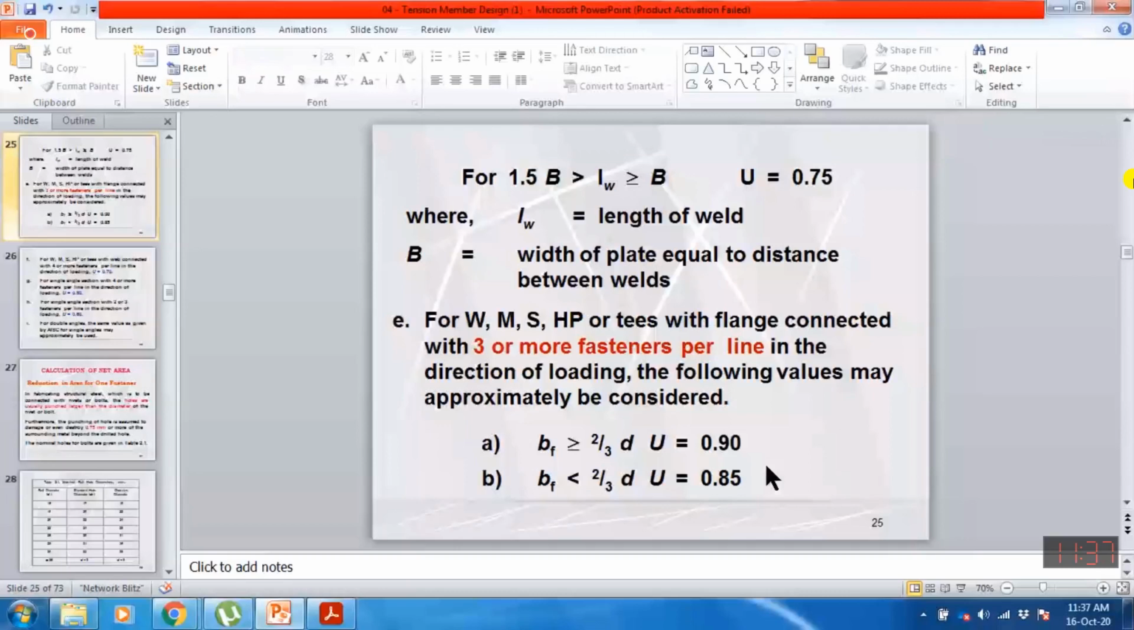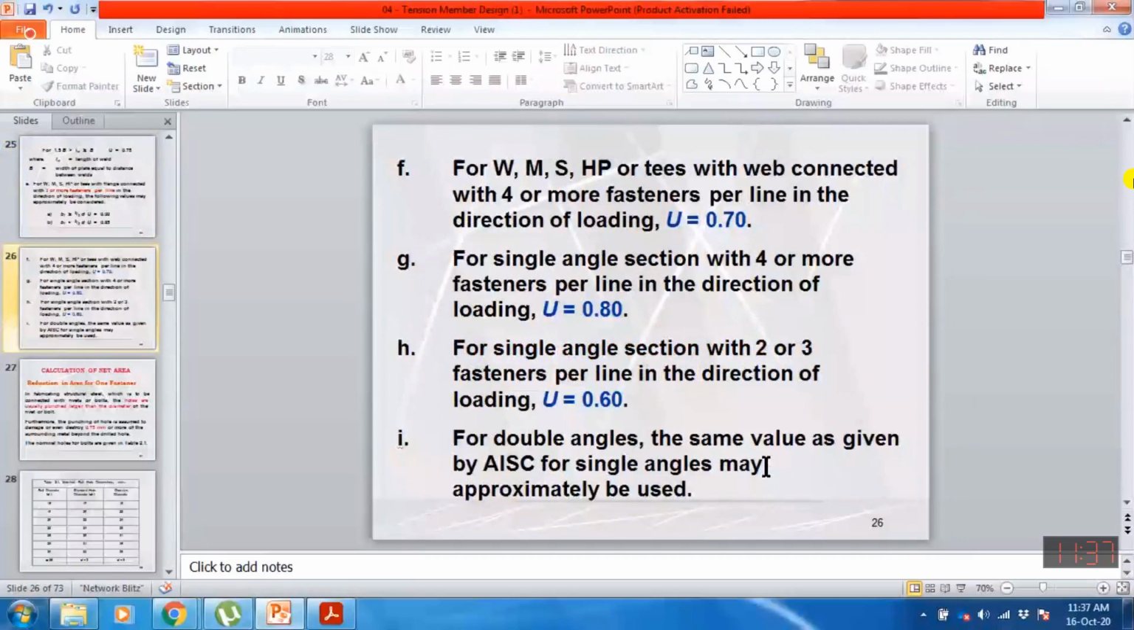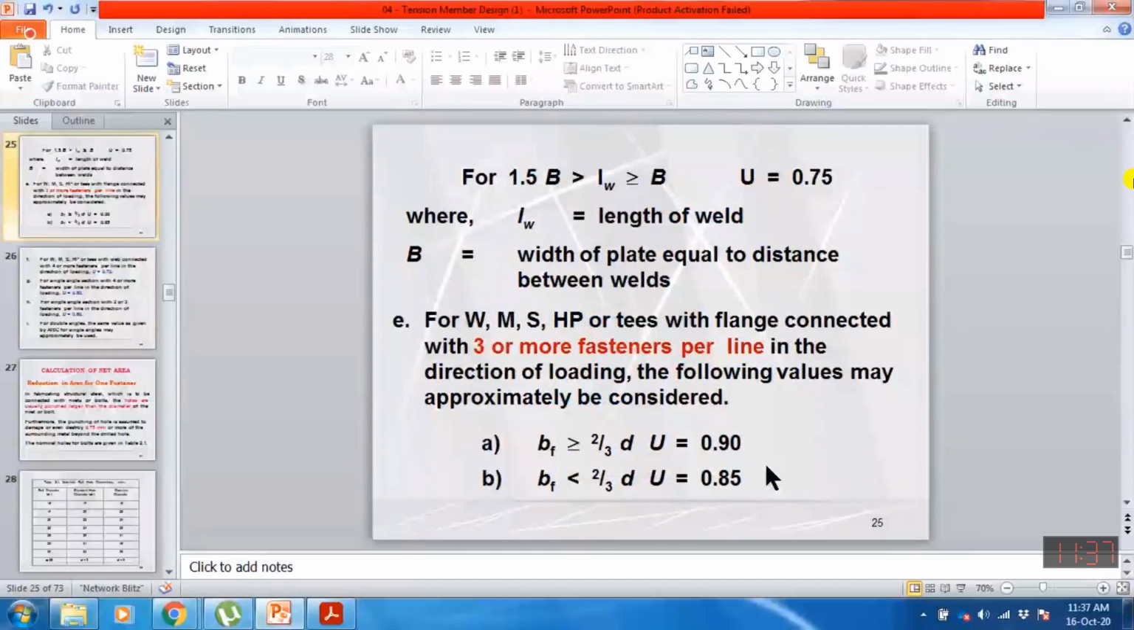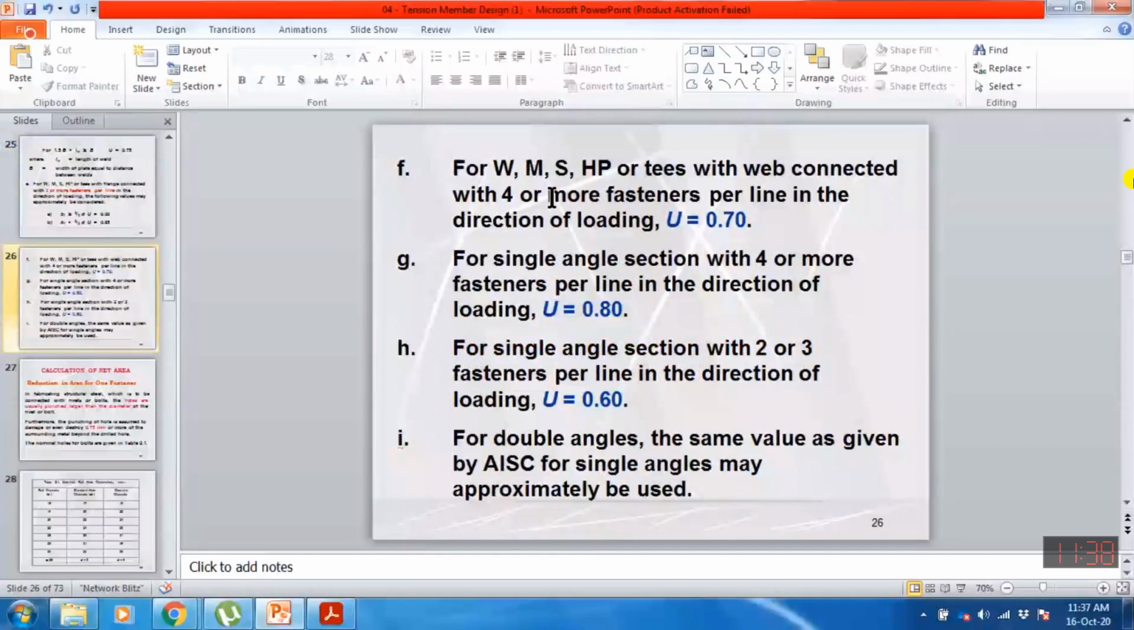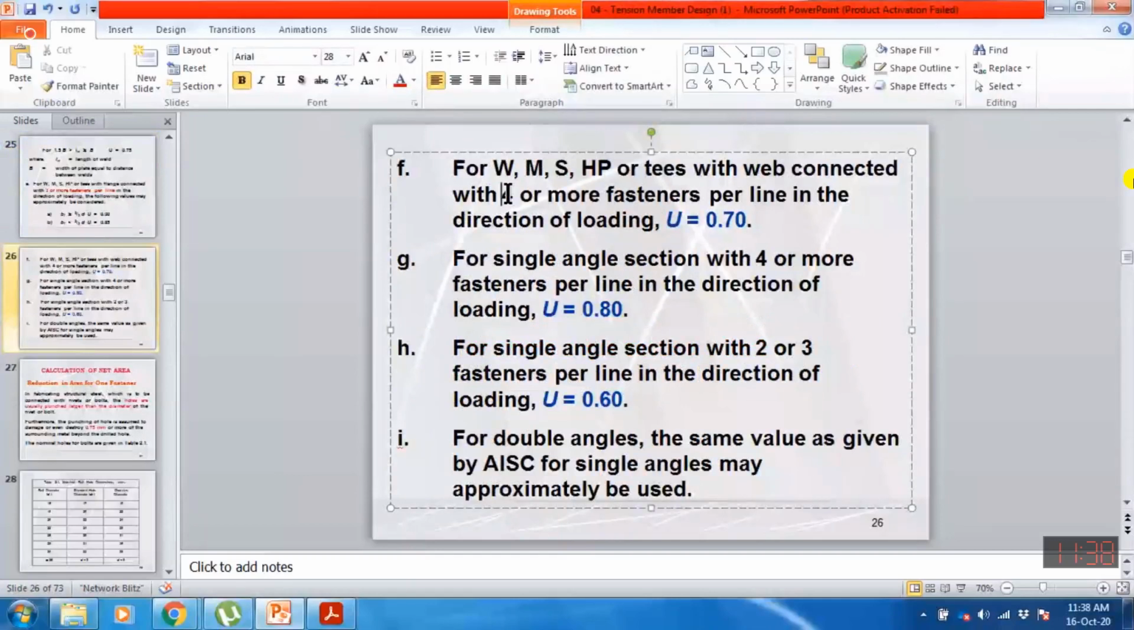If you have opened page number N98 of the LRFD design aid. Similarly, for W, M, S and HP sections, where these are I sections or Ts with the web connected. Point E is for if the flange is connected. But if the web of the I section is connected with the gusset plate, and if the fasteners are 4 or more, in that case the shear lag factor value we will use is 0.7.